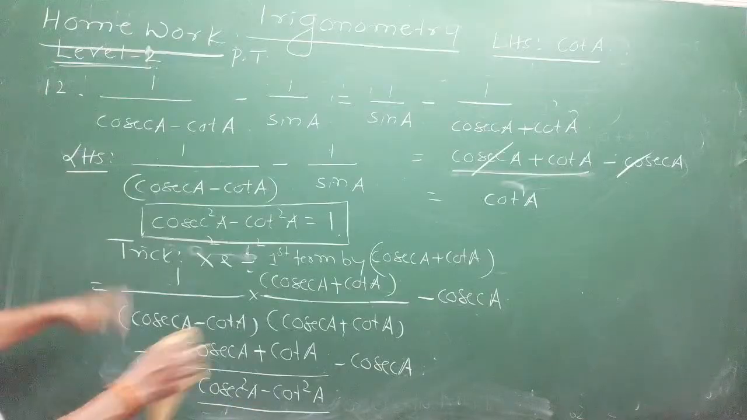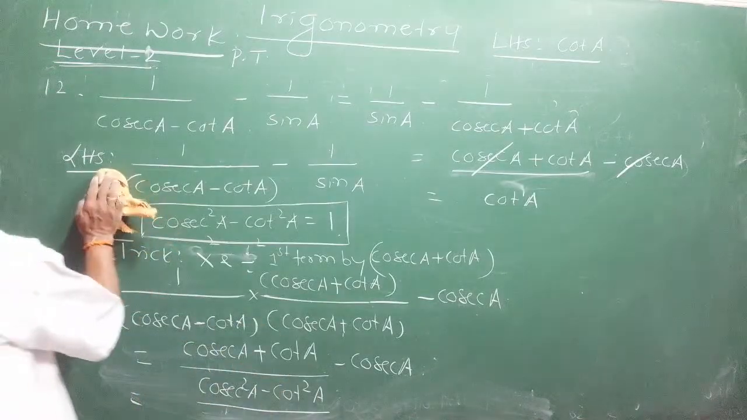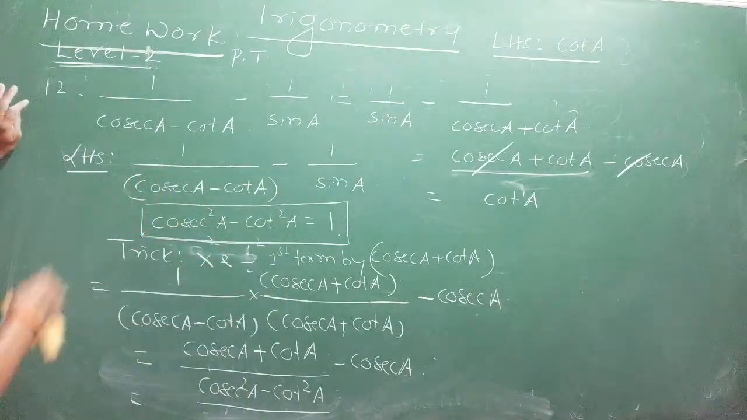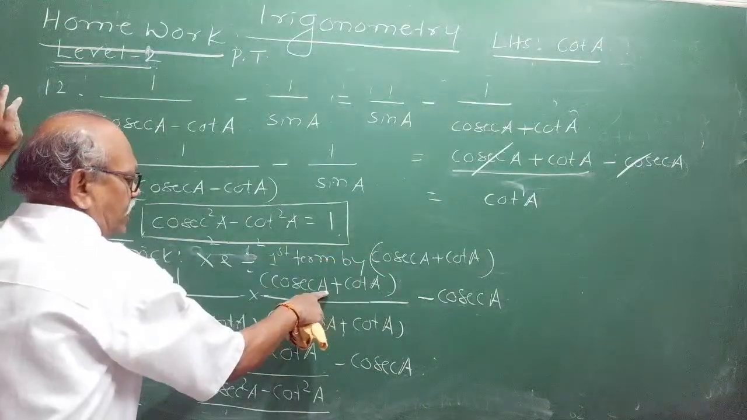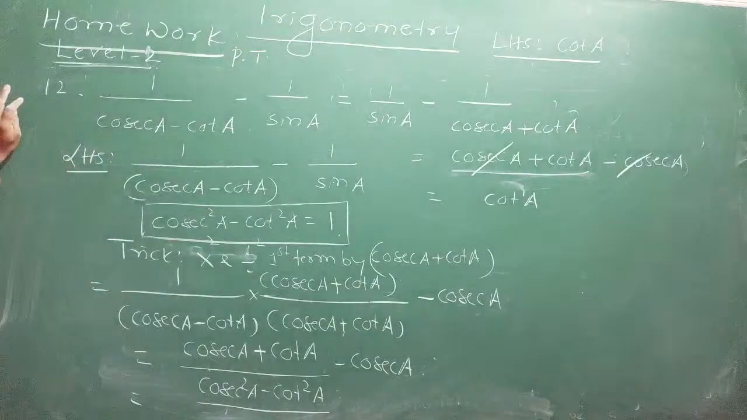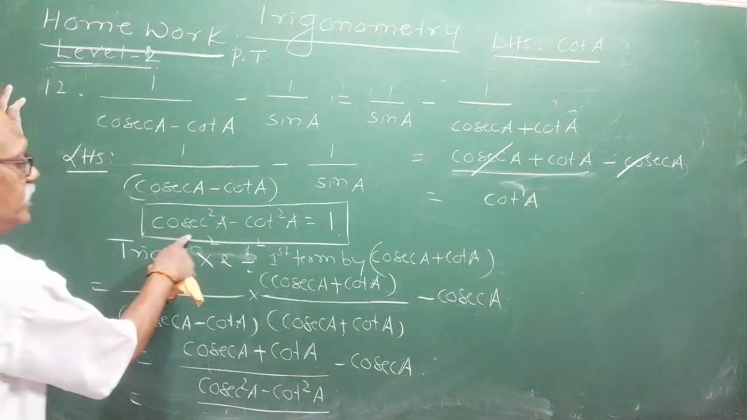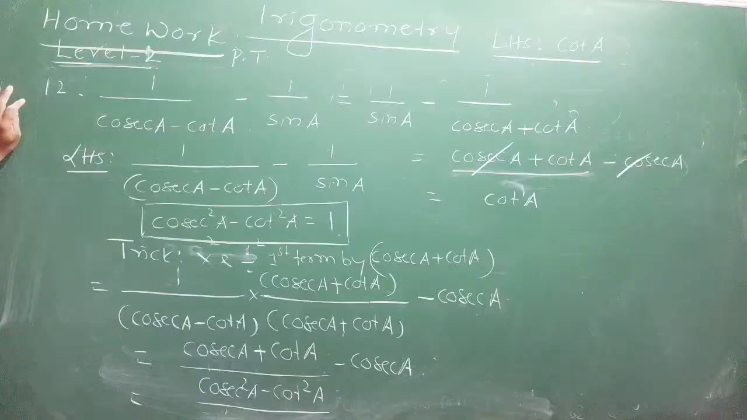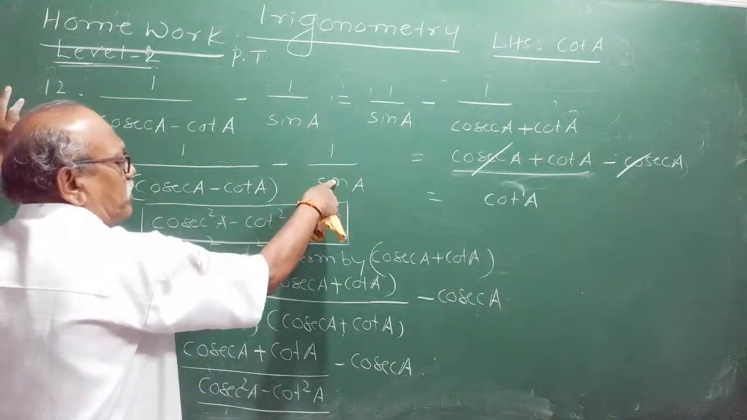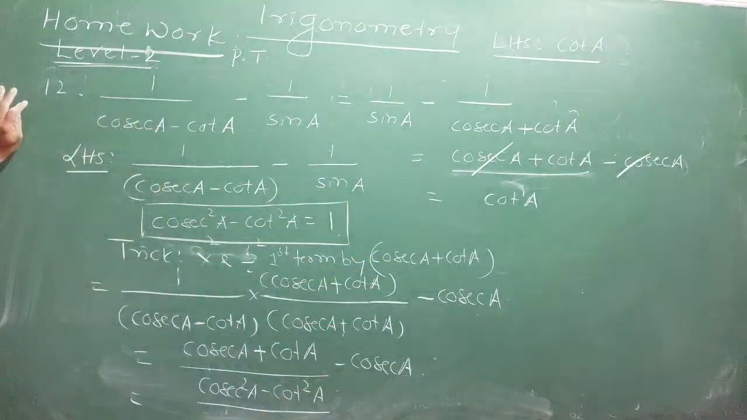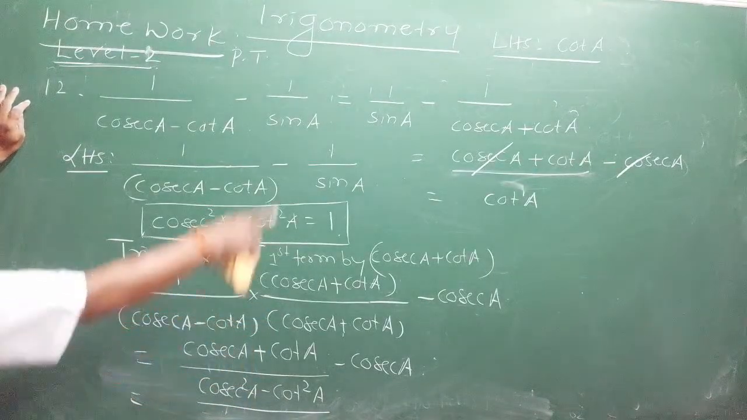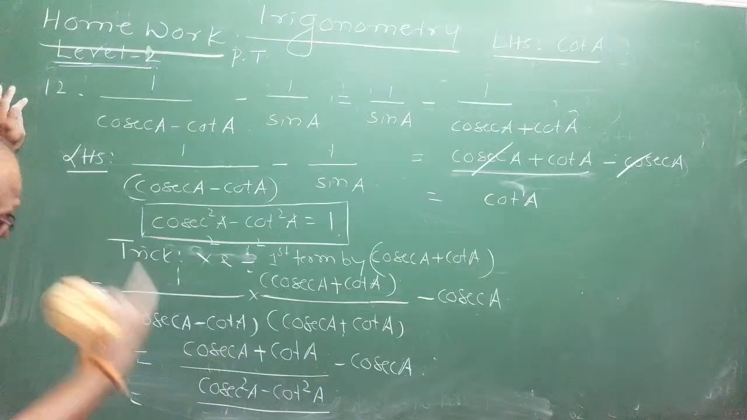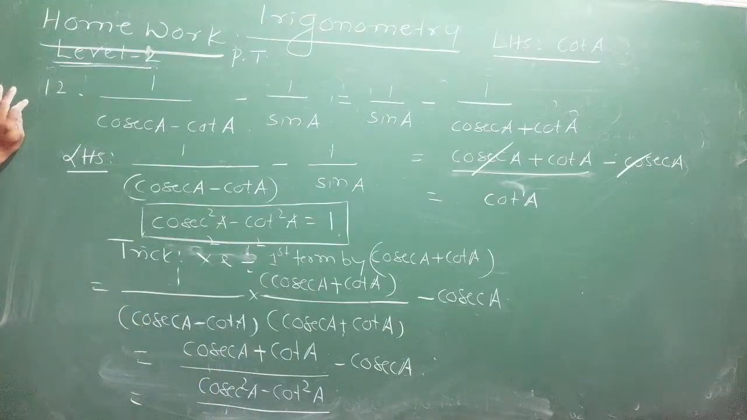Therefore, it is level 2. Next level problems. Now, I hope you understood this. Noted this. I got cot A. Means I am multiplying and dividing by cosec A plus cot A. My plan is to eliminate the denominator. Already eliminated the denominator as 1 upon sin A is equal to cosec A. Therefore, when you multiply and divide, the denominator becomes cosec square A minus cot square A, which becomes 1, I know. Means your application skill is tested here.